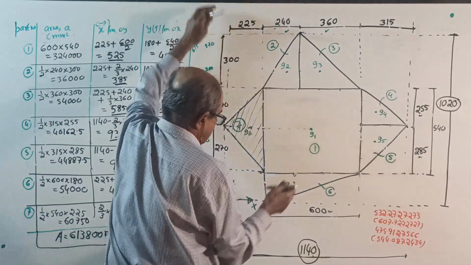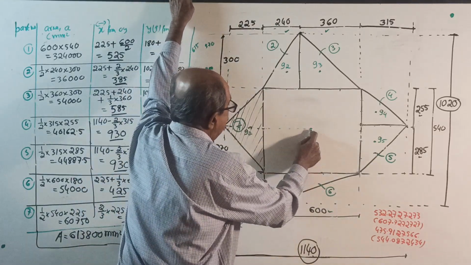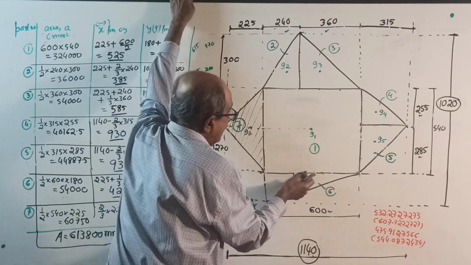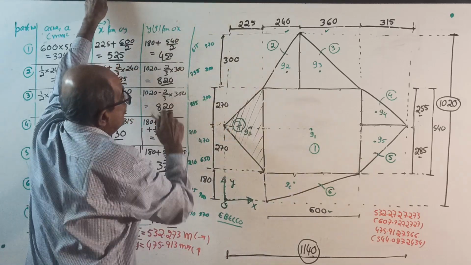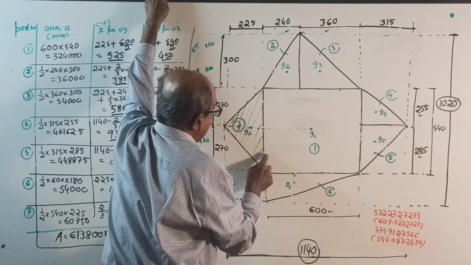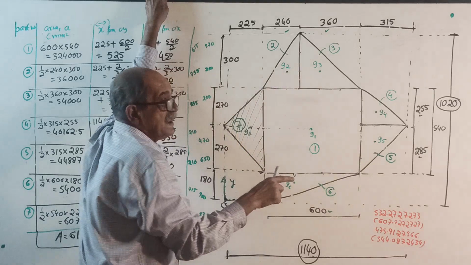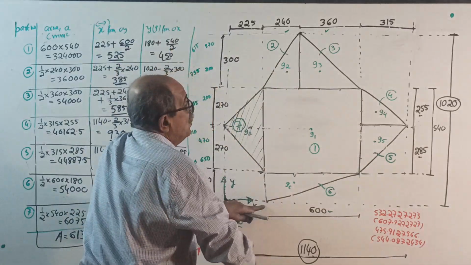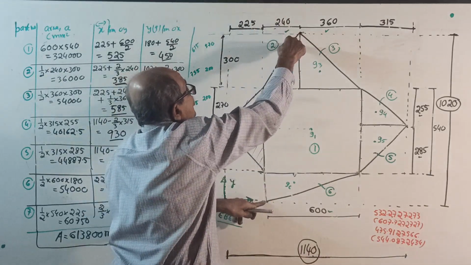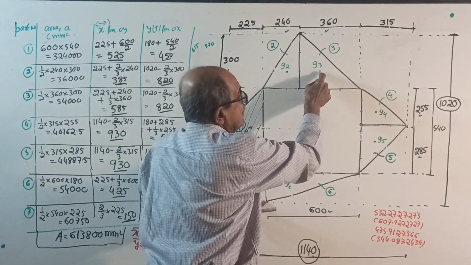Figure 1. From here, 180 plus half of, total is 540. There, 540 is there. 180 plus half of 540. Figure number 2. 180 plus 540 plus 1 by 3 of 300. But I wrote other way, or 1020 from here to here minus 2/3 of 300. That is better. Okay. Same for figure number 3.